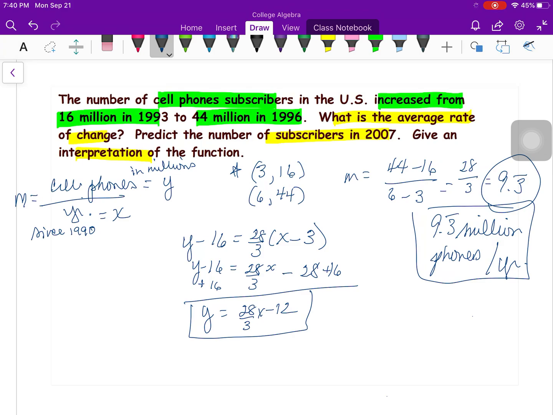Predict the number of subscribers in 2007. So 2007 minus 1990, because I'm going since 1990, equals 17. So I'm going to put 17 in my x. So y equals 28 thirds times 17 minus 12. And let's see what that gives us.